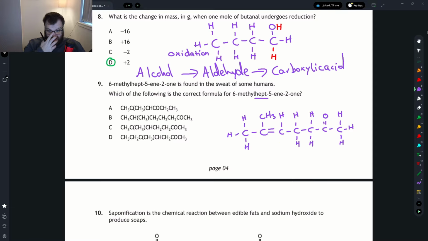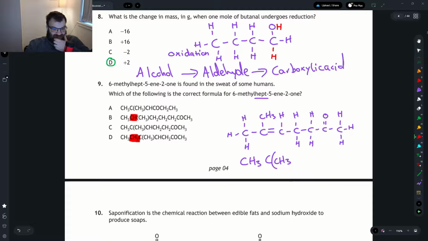And then to get our answer, we can start working our way through and see if there's ones we can rule out. Well, we start off with CH3. All of them have CH3. We then have C to CH3, so that would be C, then bracket CH3. That is quite nice because that will rule out a couple for us. So that's incorrect. That's incorrect.